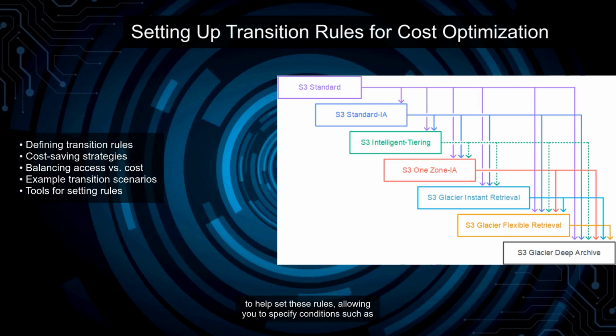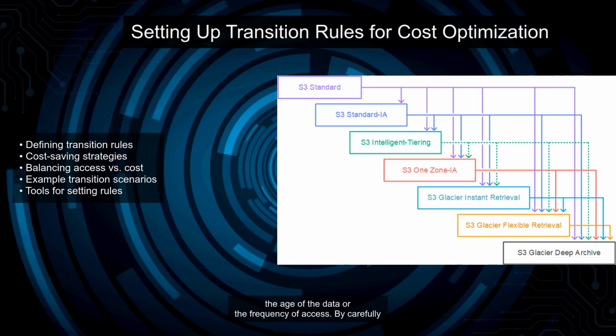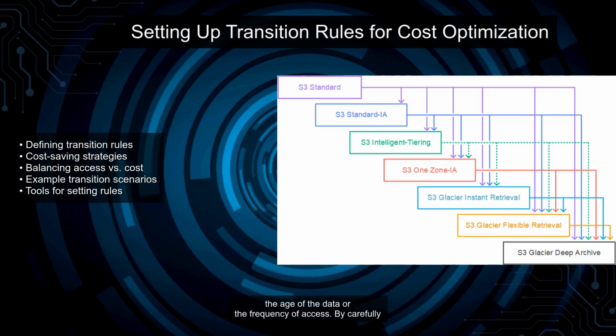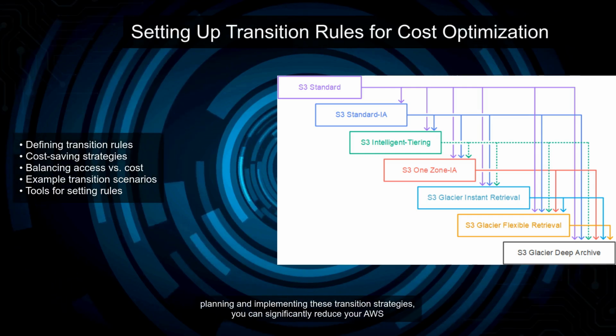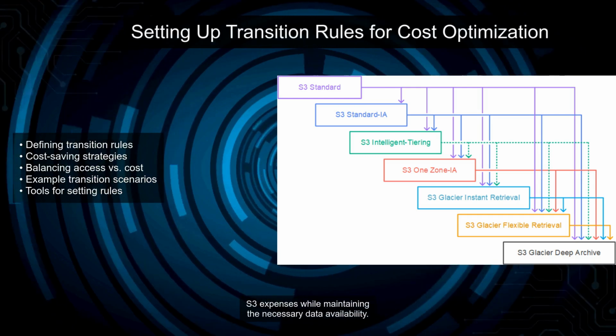AWS provides tools within the management console to help set these rules, allowing you to specify conditions such as the age of the data or the frequency of access. By carefully planning and implementing these transition strategies, you can significantly reduce your AWS S3 expenses while maintaining the necessary data availability.